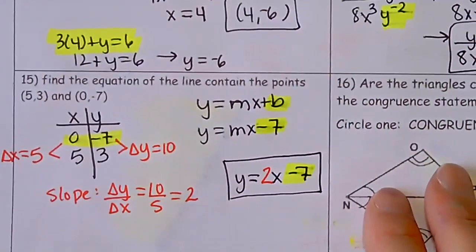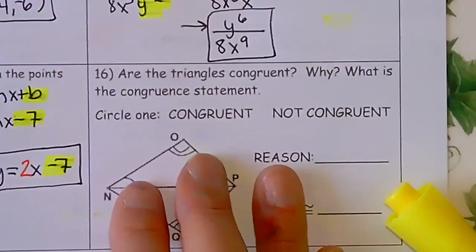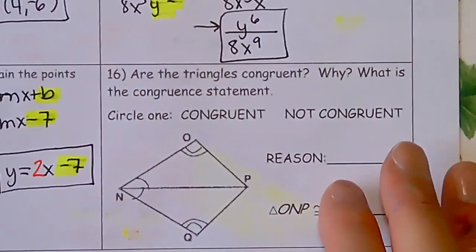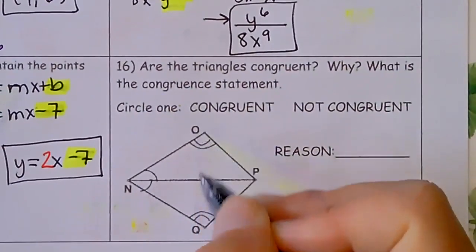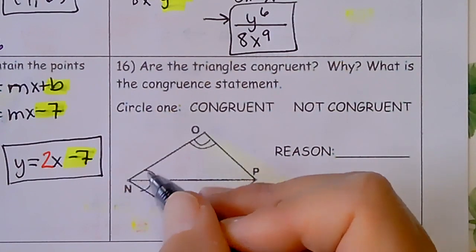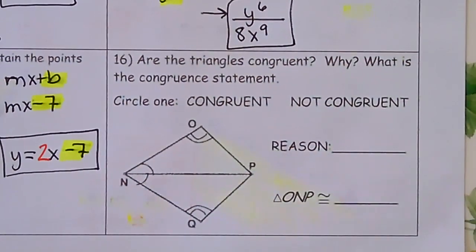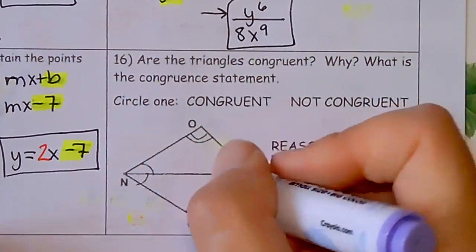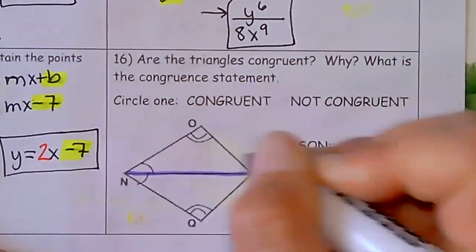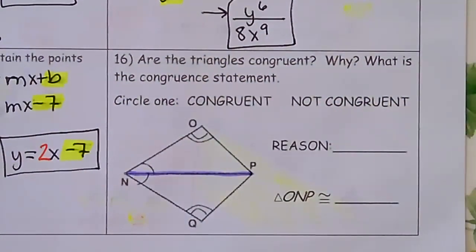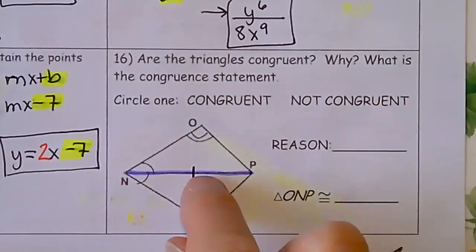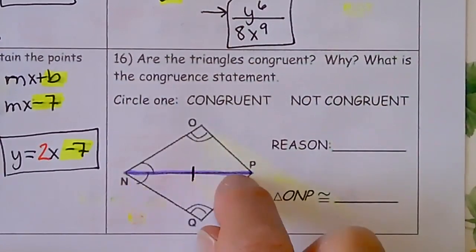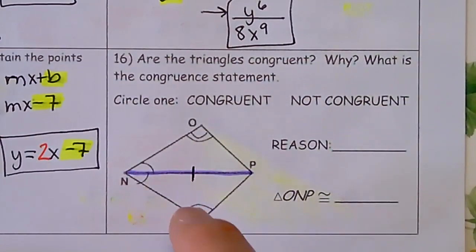And on number 16, are the triangles congruent? Why? What is the congruent statement? Okay, so I have these angles that have the same marking, these angles that have the same marking, and I need something else. So I'm going to use this to emphasize this side. Both triangles have that side as a shared side. So that means that this is actually congruent to itself. Okay, NP is congruent to NP. We call that reflexive.